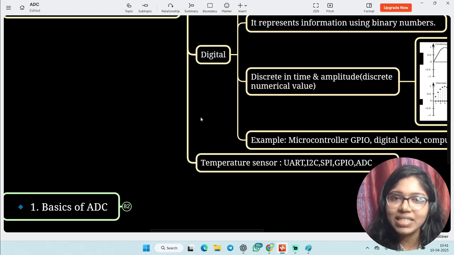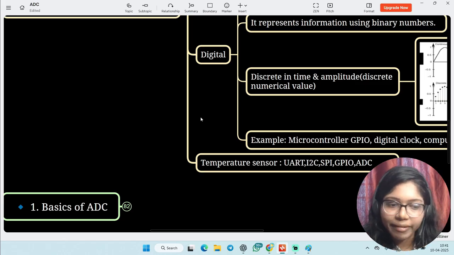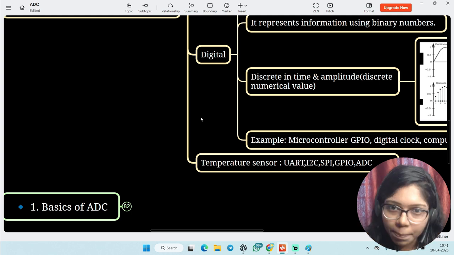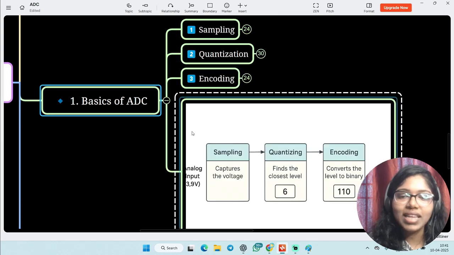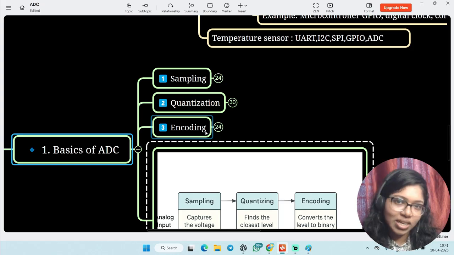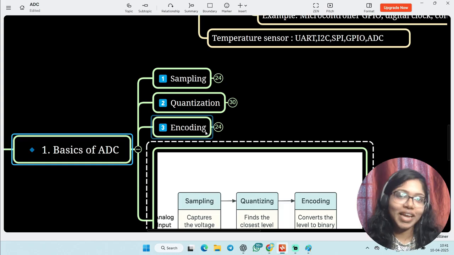First, we studied what is ADC, analog to digital converter, and what is analog and what is digital. Here, I'm going to teach you the actual purpose, what actually happens inside the analog to digital converter. For that, there are three processes which we mandatorily need to know. First the sampling happens, second the quantization, and third is encoding. If I want to convert my analog data to digital data, what procedures actually happen? Sampling, quantization, encoding.